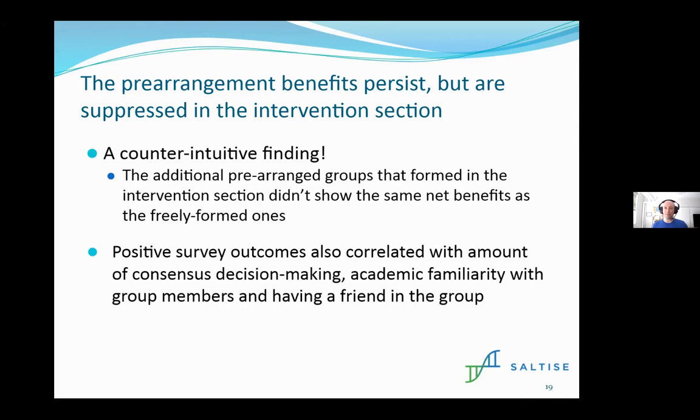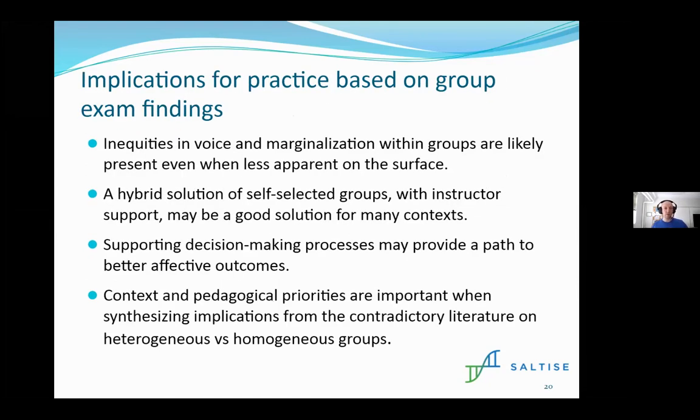Other notes, and I already mentioned this a little bit, but our positive survey outcomes continue to correlate with the amount of consensus decision making. We ask people how familiar they are with people in their group in terms of, we called it academic familiarity, so not just friends, and even just having a friend in their group. And all these things do predict better outcomes in the group exams. And this continued to be true in this case when we did these prearrangements. So I think I'll go to the next one.